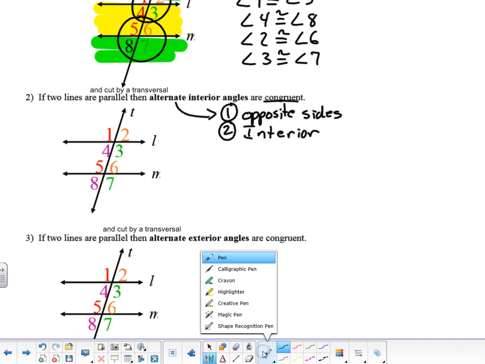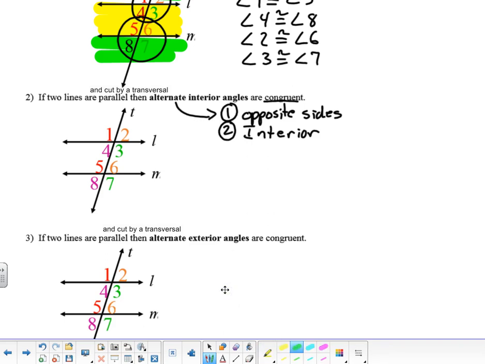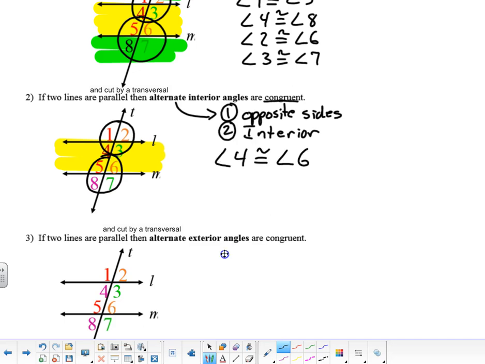The interior is going to be between the two parallel lines. T is the transversal in this case. Remember, one has to come from the top grouping, one from the bottom grouping. So angle 4 would have to be congruent to angle 6, and angle 5 would be congruent to angle 3.